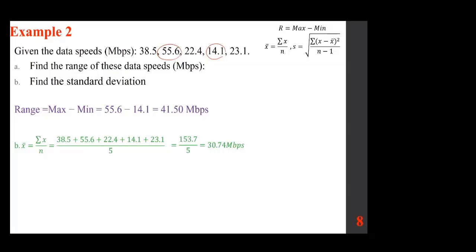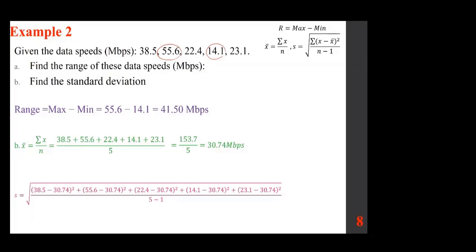So with that being the case, all you have to do: 38.5 minus 30.74 squared plus 55.6 minus 30.74 squared, and all the way to the end, and divide by n minus 1, 5 minus 1. If you take a root, we have the standard deviation. Calculation in this manner is not a big deal. I will show you a different calculation too, because I want you to be exposed to it. You should know how it's calculated by hand. But if the data size is large, we can use technology.